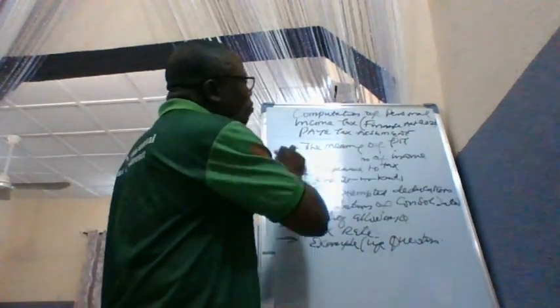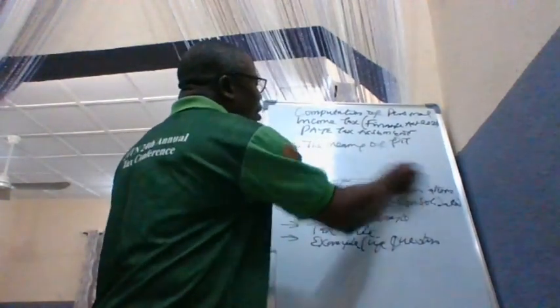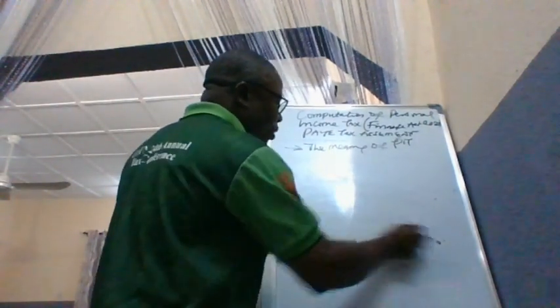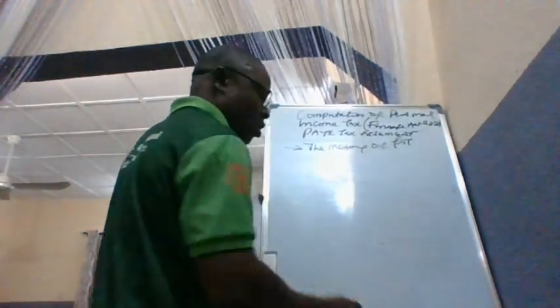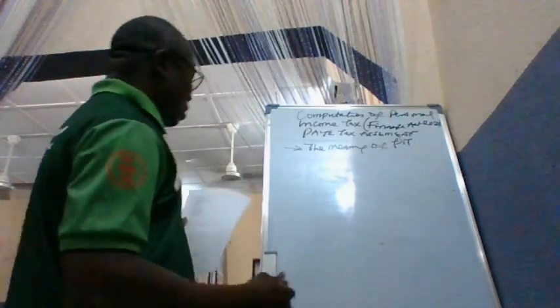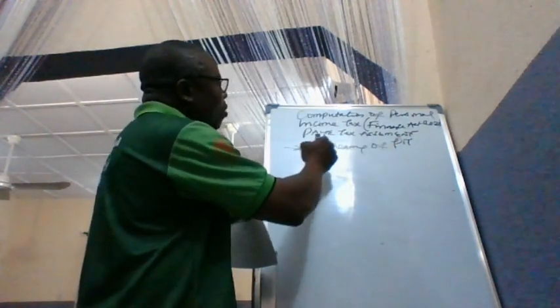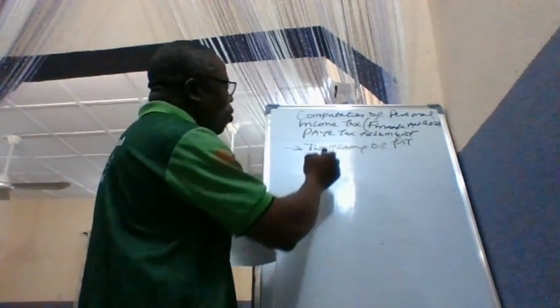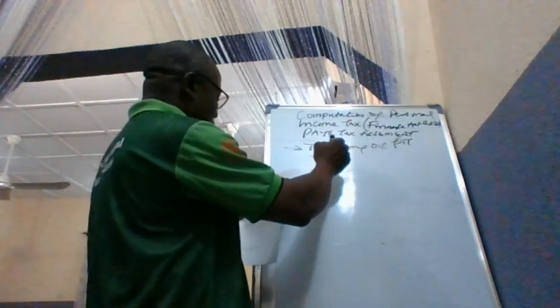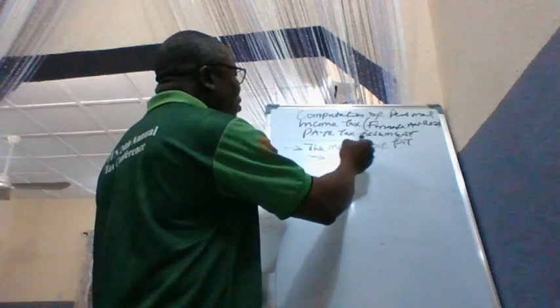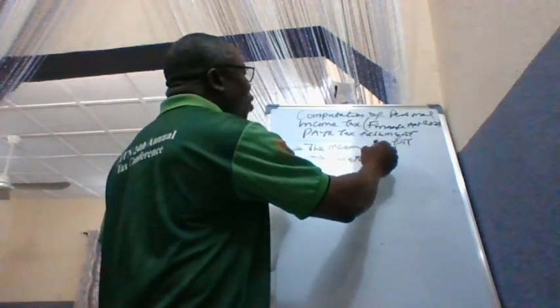Let's start with the meaning of personal income tax. Personal income tax includes the following. Number one, it includes taxation of employees.